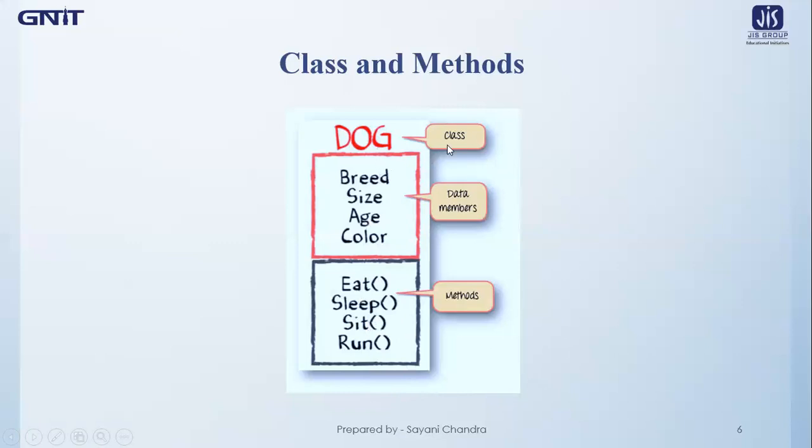A name of the class will actually tell you what the class is actually based on. The data members will actually tell you what are the properties or attributes or characteristics of each of the objects of that particular class. And the methods will operate on those data members in order to state what are the behaviors of all the objects of that particular class.